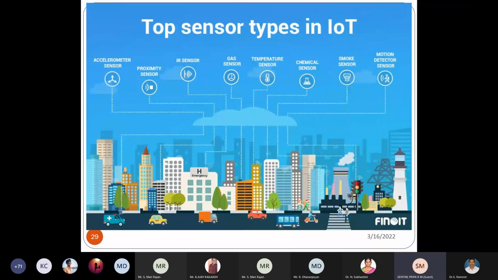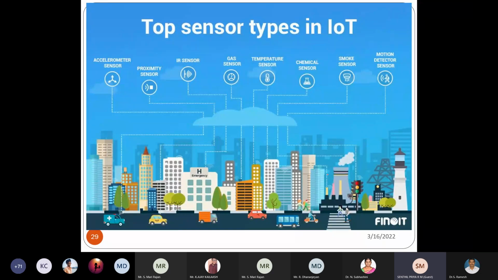You can see the accelerometer sensor, where body acceleration is recorded. It can be used for old people. Then the proximity sensor, where without touching anything else we can identify what the object is. We can detect an object without touching the device or anything else, like in self-driving cars. Then the IR sensor, which, as you all know very well, is used in our remote controls and elsewhere.